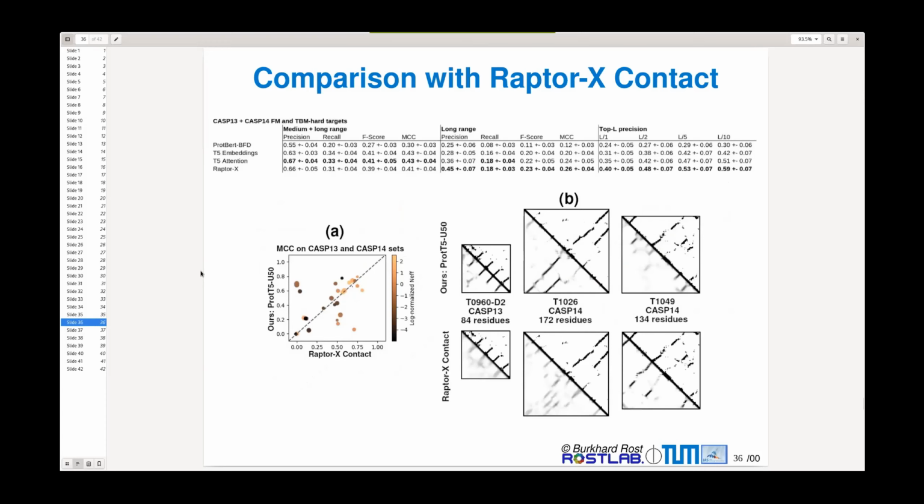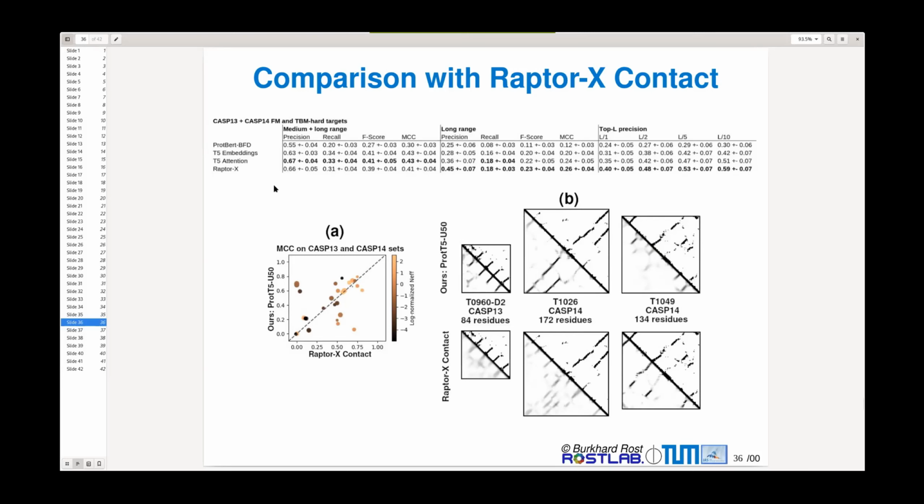Now, of course, we need to compare with competitors as well. And for that, I used RaptorX. Specifically RaptorX simply because it's, first, well documented, and second, it has a very good web service available. So you can throw in a sequence there, and you get back contacts, you get back distance probability distributions, as well as 3D models in a few hours at least. So this is a good way to compare. Many other groups do this as well, simply because RaptorX is still considered one of the state-of-the-art methods. In contrast, AlphaFold would of course be a nice comparison, but since AlphaFold is not publicly available, well, there's no way of doing this.